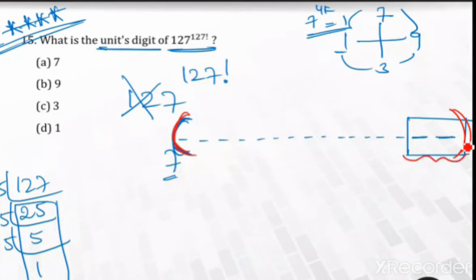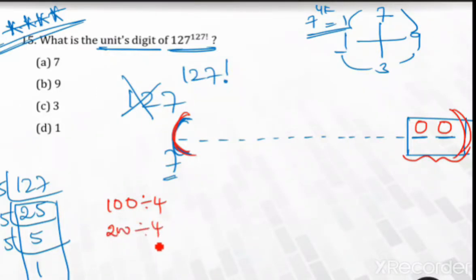What is the divisibility rule for 4? The last two digits should be divisible by 4. Here the last two digits are zeros. Are these two zeros divisible by 4 or not? For example, is 100 divisible by 4? Yes, 25 fours are 100.